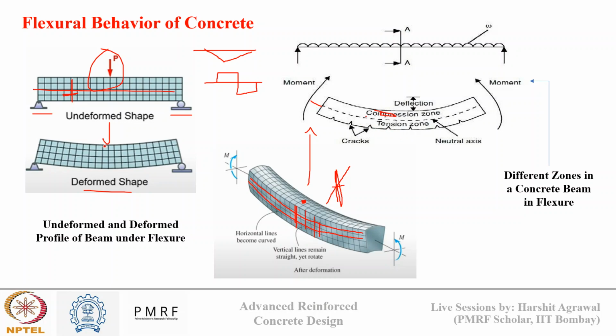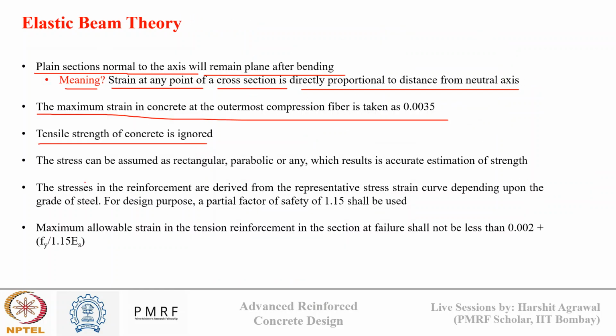The contribution of concrete we take as zero, because we have seen in the axial design part also the concrete contribution is very small, so we neglect it in design. The stress can be assumed as rectangular, parabolic, or any shape which results in accurate estimation of strength. Okay, so this is the concrete compression stress.